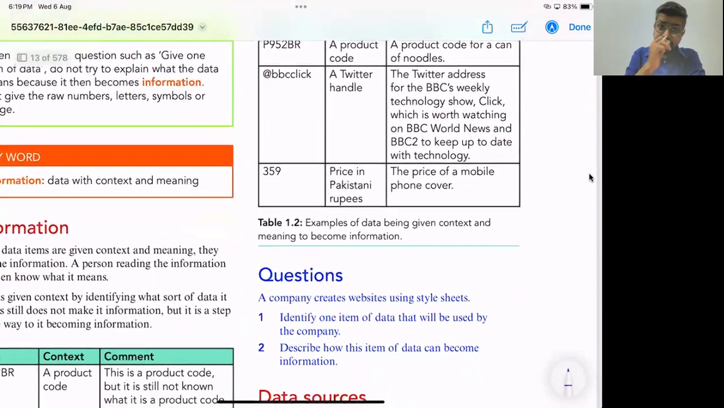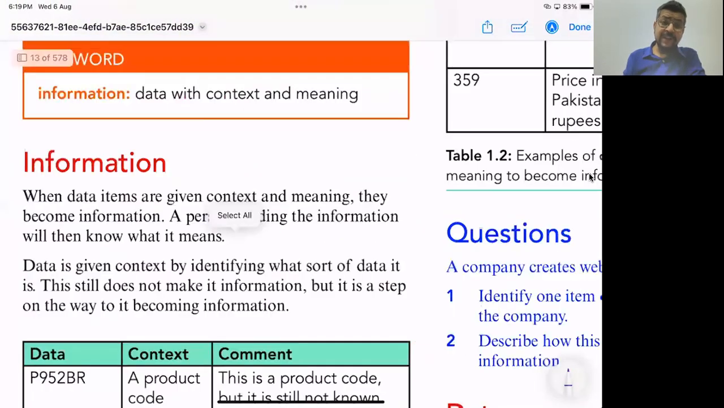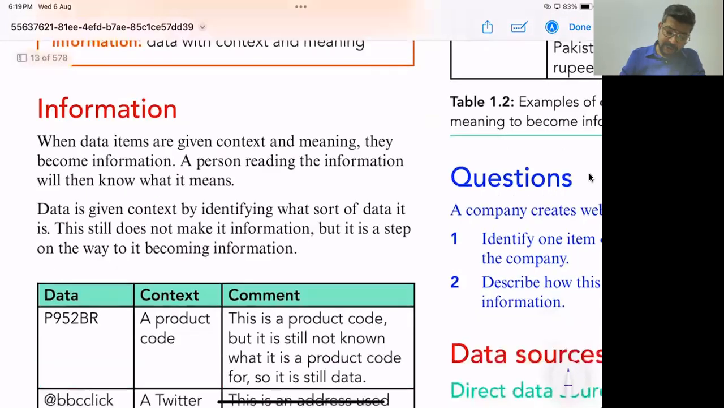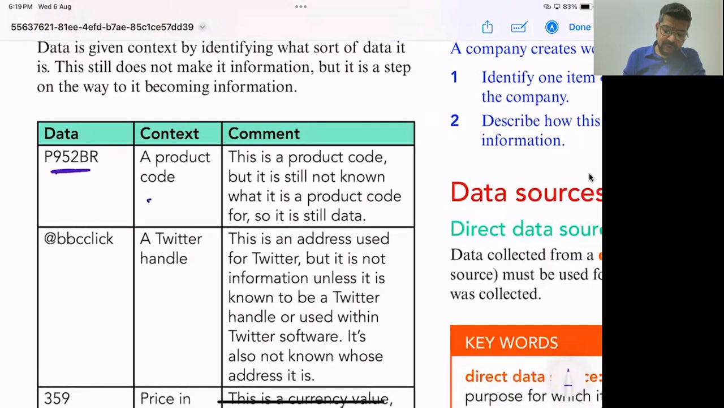Whenever we talk about the information part, you should be aware that when data and items are given context and meaning, then it becomes information. Otherwise, it is still called raw data. As mentioned here, a person reading the information will then know what it means. That becomes your knowledge. So here you see the data, context, and meaning. This is a combination of whatever raw data you have, and with the proper meaning, it creates information. Got it? So far it is clear.